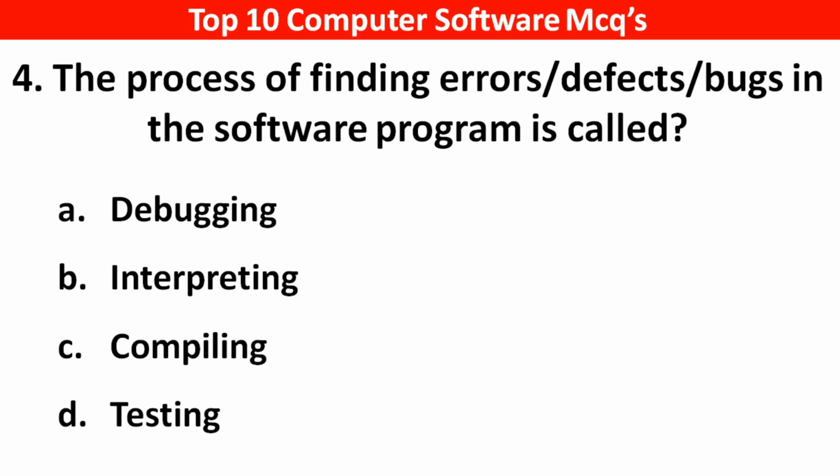Next question. The process of finding errors, defects, bugs in the software programs is called options A, debugging, B, interpreting, C, compiling, D, testing. Right answer is option D, testing.